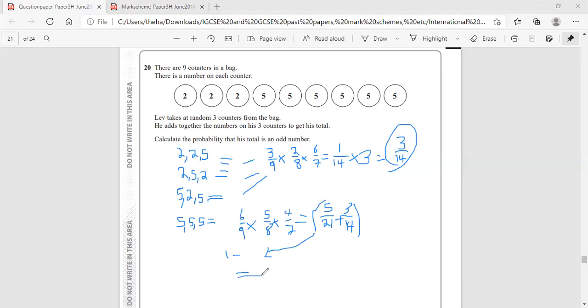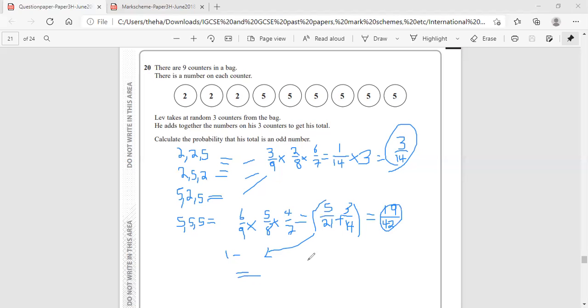Okay, so just put that into your calculator, and that will give you an answer. Oh, sorry, I made a mistake here. So let's do 5 over 21 plus 3 over 14. So I'll give you 19 over 42. It's probably easier just to write it out like this, just to make sure that the examiners know you're understanding what's going on. So that is the probability of it being an even number.